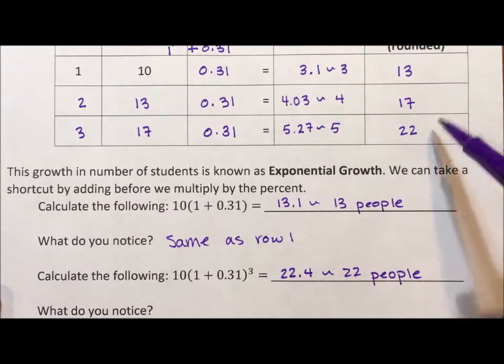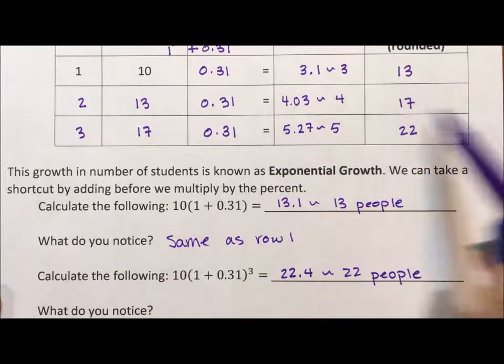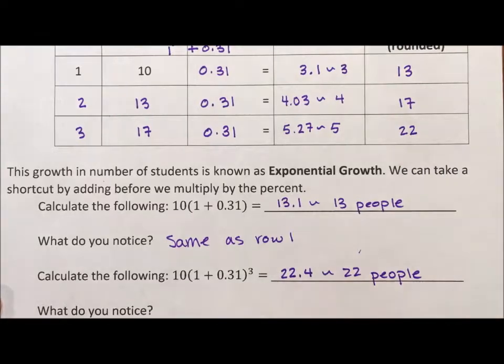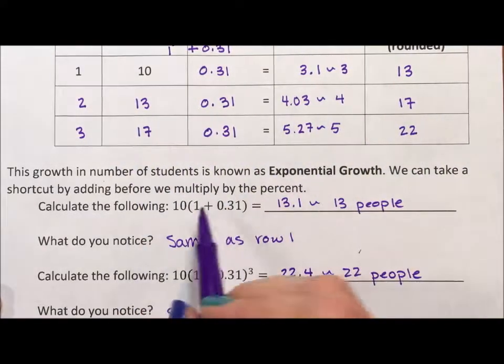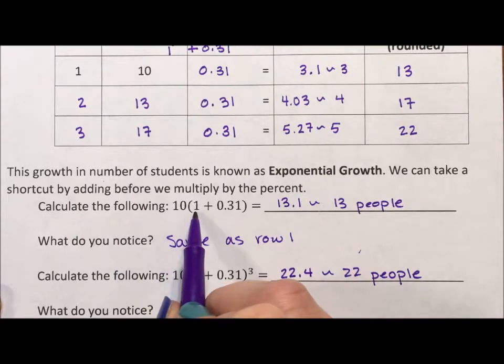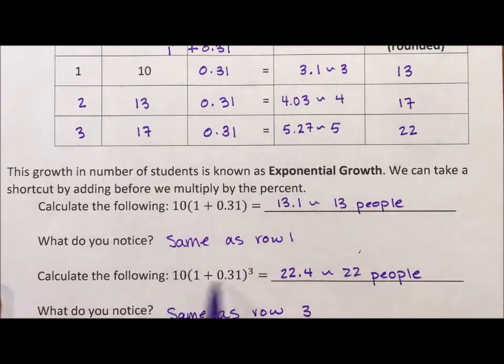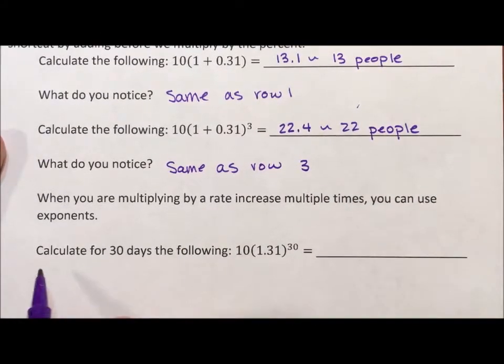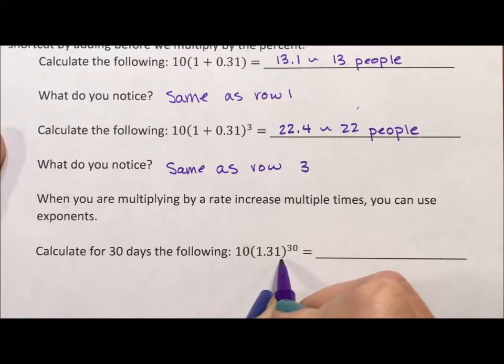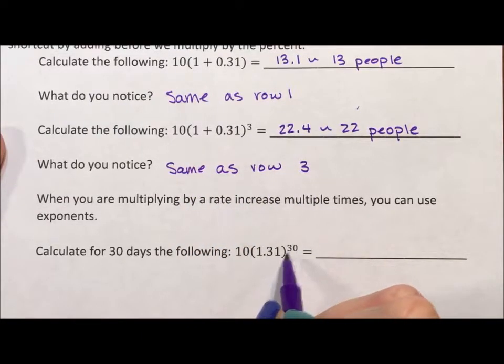That's the other problem about doing this step by step, unless we kept this as 13.1 and had done it like that. Needless to say, we still get the same answer as row 3 because what we're doing at each step is taking the previous number and multiplying it by 1.31, which is the same as just multiplying by 1.31 over and over. So what this means is if I want to know how many people have seen it after 30 days, all I actually need to do is type into my calculator 10 times 1.31, because 1 plus 0.31 is 1.31, to the 30th.